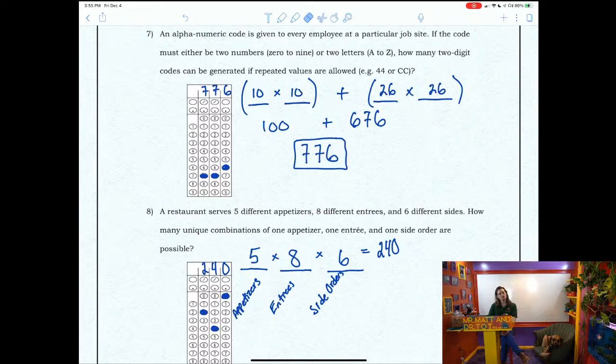For 8, we're just going to multiply the different options we have available at each classification of dish. So how many appetizers times how many entrees times how many side orders they have. So 5 times 8 times 6 will give you 240 different options. If you have any questions, then please let me know.